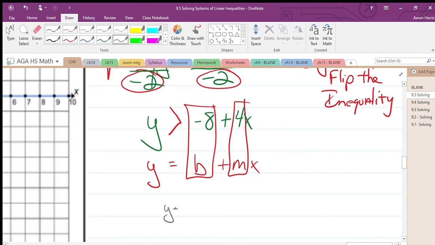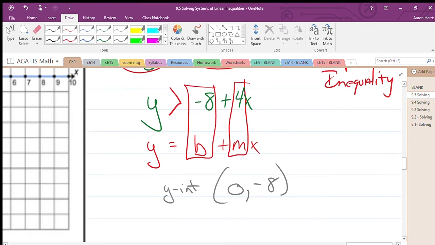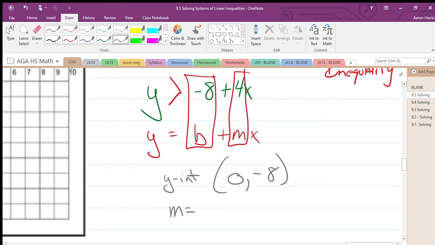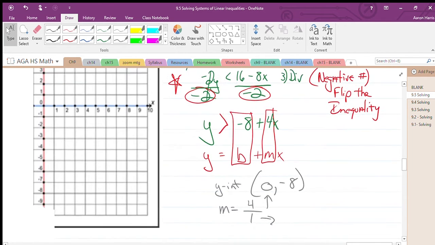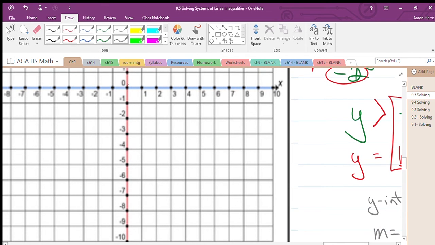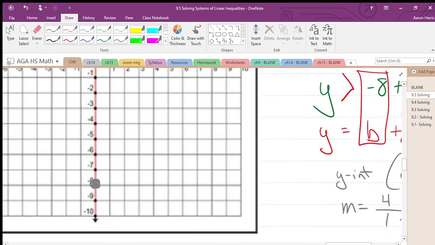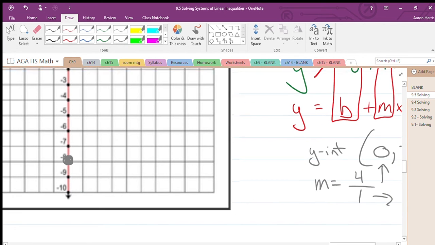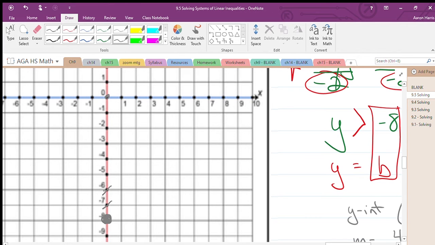So what's my y-intercept? Y-intercept is what? 0, negative 8, because that's what my b is. My slope is what? 4, so I can make that a fraction. Put it over 1, so I go up 4 to the right 1. So let's go to 0, negative 8. Here's 0 on the x-axis. Here's negative 8 on the y. Okay? It tells me to go up 4 to the right 1. So 1, 2, 3, 4 to the right 1. Good there. What kind of line am I going to draw?